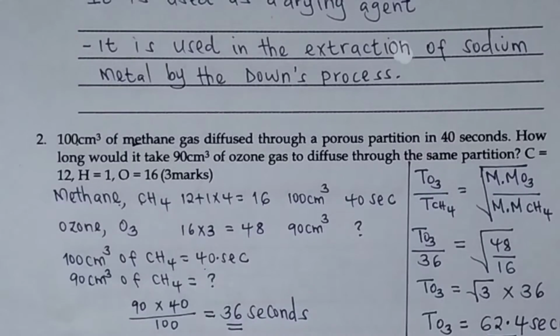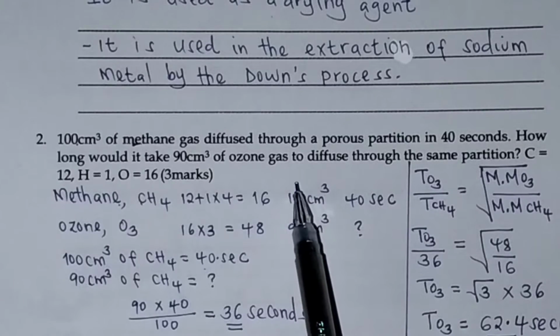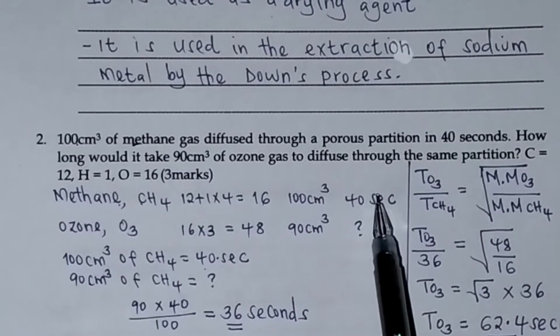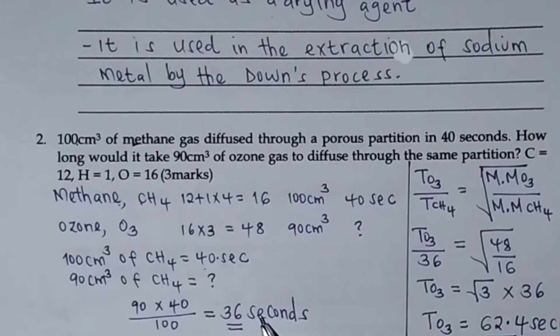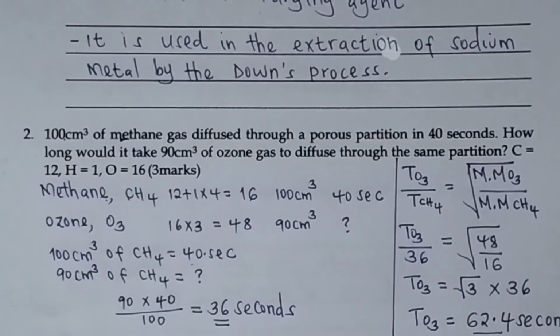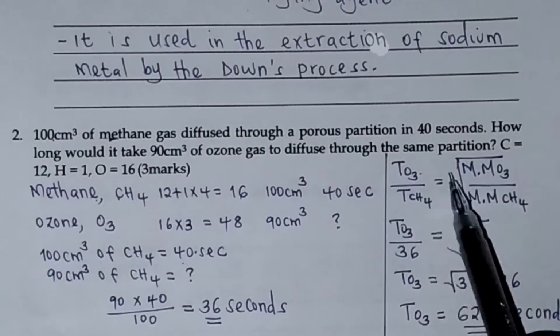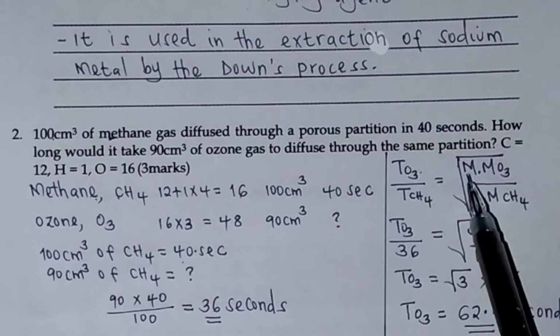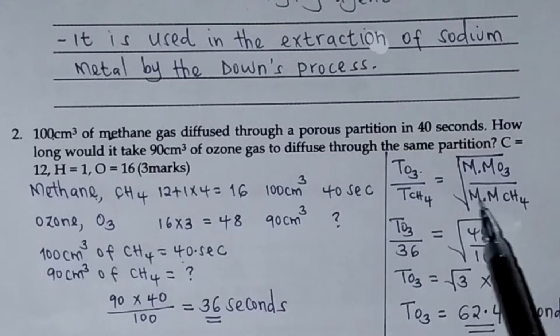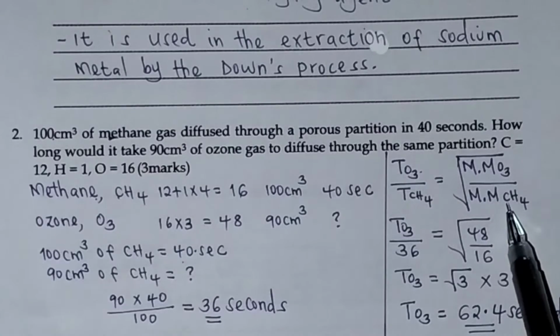That means it will have 36 seconds. So when methane has a volume of 9 centimeter cube, the time it will diffuse will be 36 seconds. Therefore we can have the formula to relate the relationship between time and molecular mass. Time of ozone divided by the time of methane will be equal to the square root of the molecular mass of ozone over the molecular mass of methane.